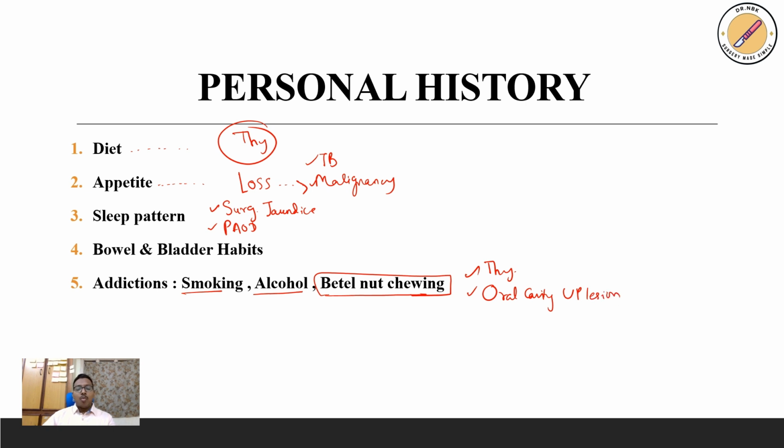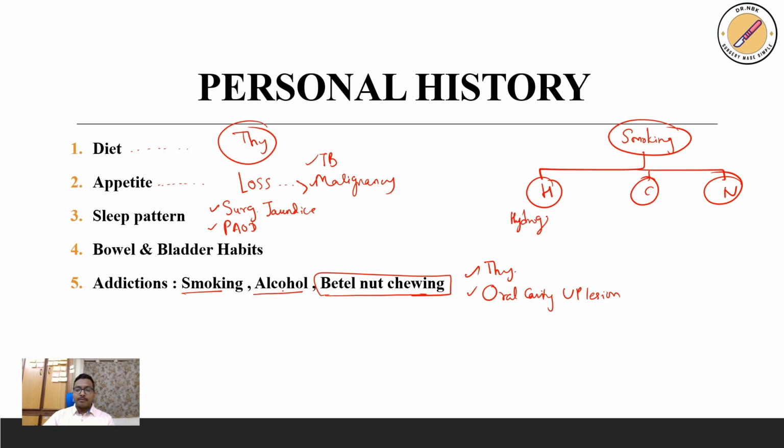Right. Now, why are we more worried about smoking? Alcohol leads to many sequelae in the body. It is more important and it is more comprehensively covered in medicine. So, how is smoking important for us? You need to understand this. Mainly, smoking contains three most important things. You can remember them as H, C, N. H for hydrogen cyanide, C for carbon monoxide, N for nicotine.